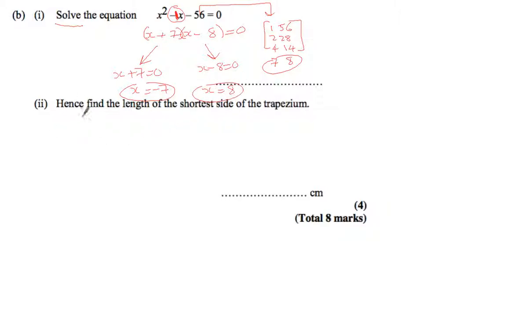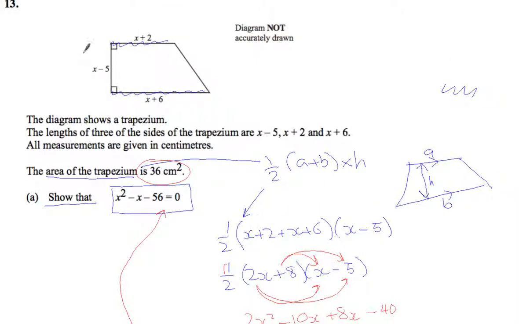It then says, hence find the length of the shortest side of the trapezium. Well, if you've got two answers for length, clearly minus 7 can't be a length, so you can't use that one. But you can use x equals 8. So the shortest side, we know we're going to use x as 8. Then we have to look at our diagram. So we go back. The diagram shows this. So when x is 8, we choose which is the shortest side.